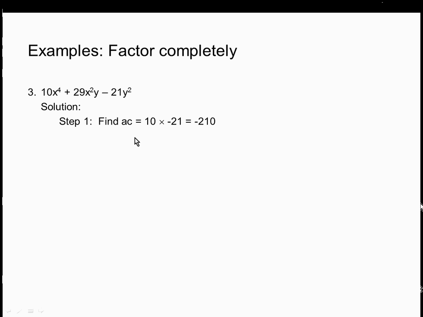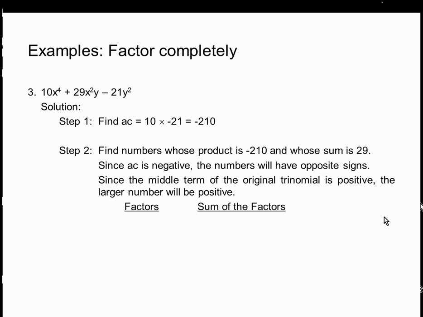A times c, 10 times negative 21, I get negative 210. We need numbers that multiply to be negative 210 and add up to be 29. Okay, so this is negative, opposite signs. Their sum has to be positive, the larger has a plus. So let's make our little list. Negative 1 times 210. Okay, the sum is actually 209, not 219. That should be 209.